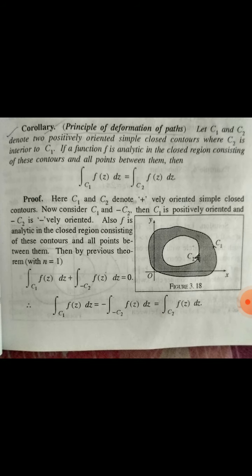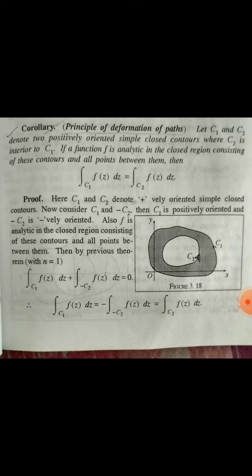So let's move to the statement. Let C1 and C2 denote two positively oriented simple closed contours where C2 is interior to C1. So as a figure, you can see that C1 and C2 are in counterclockwise direction. So they are two closed contours, and C2 is lying inside C1.